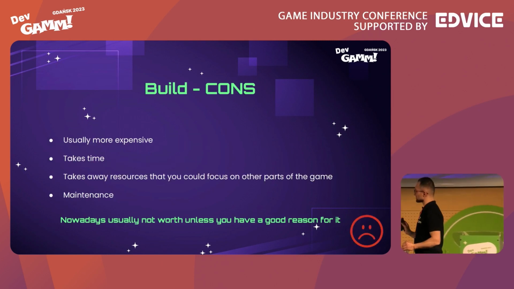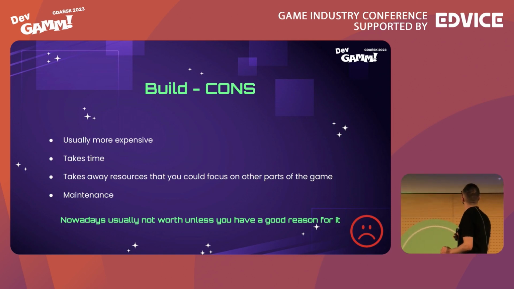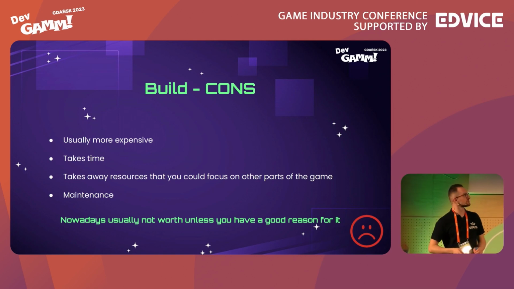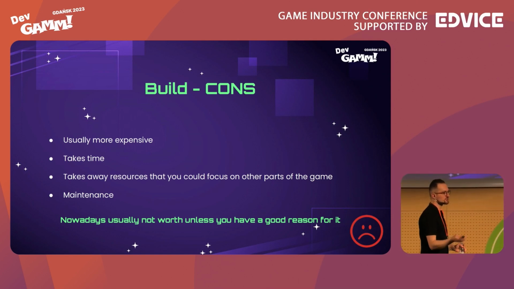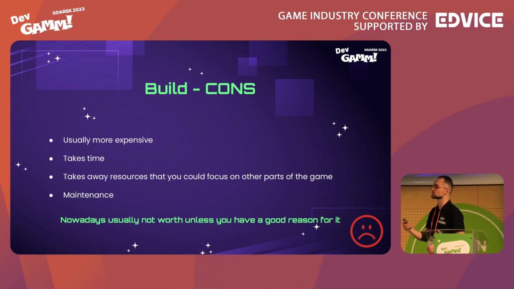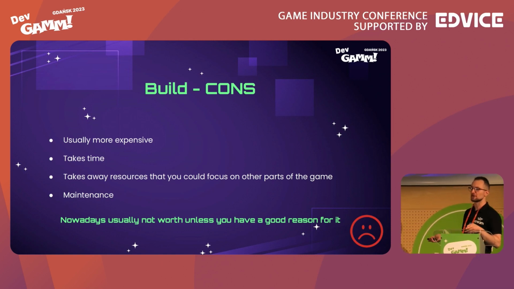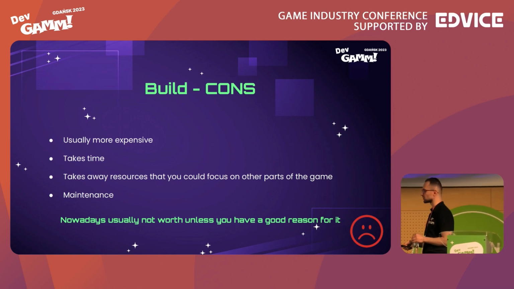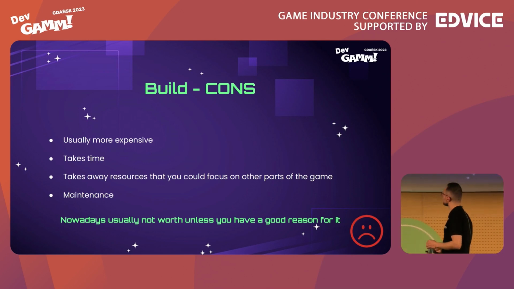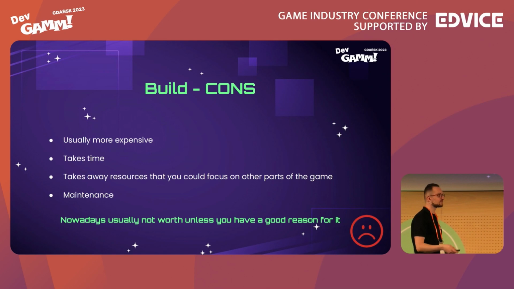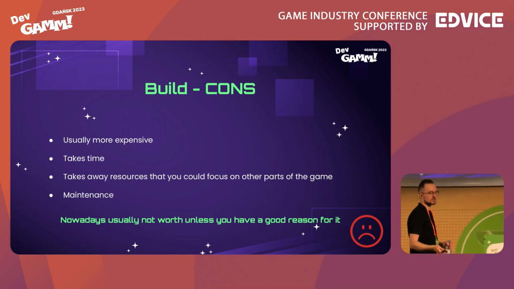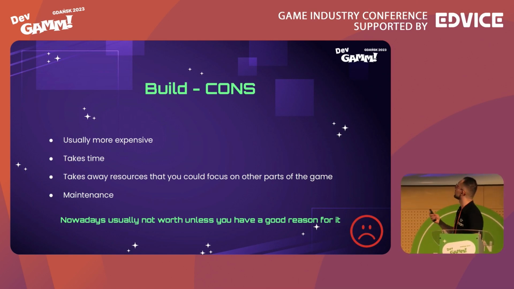Now, disadvantages of building your own solution. Usually it's more expensive because you need to take the full cost of building the solution. If you just buy a third-party solution, usually the cost is spread across many customers and you simply pay for usage, not for creating the whole solution. It also takes time. It will usually take months or more, depending on what exactly you need, of course, but it will always take time.